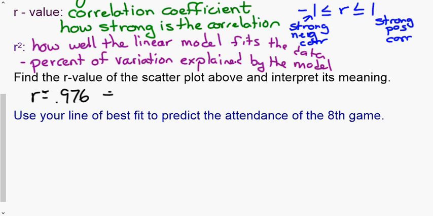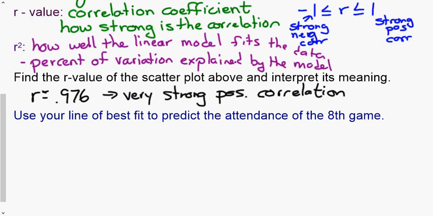So I would say, what does this mean? There is a very strong positive correlation. Again, 1 is as good as you can get. Anything in the 0.9s is really strong. 0.8s is pretty strong. When you get to 0.5, then you're kind of in the moderate range. When you start getting less than that, you can say there's positive correlation, but it starts getting weaker and weaker as you get closer and closer to 0.